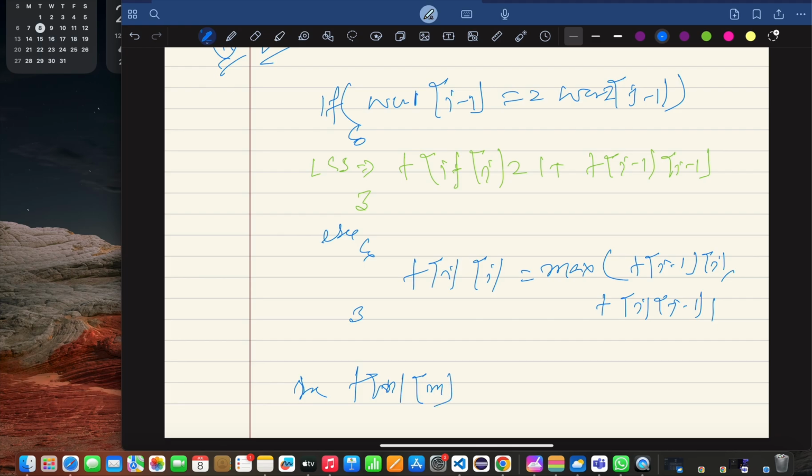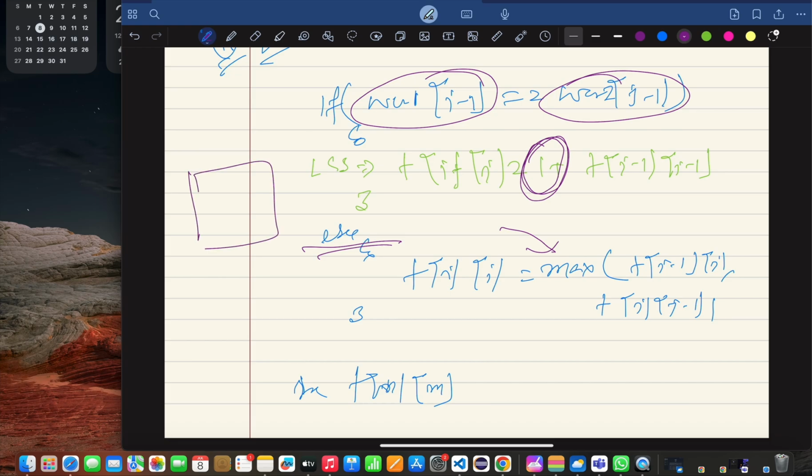So instead of this, suppose my current character is the same, then there is no need to add any extra operation. Apart from that, we come to the else condition. Suppose this is i and j, 0 1 0 1. So now we are here. This is the if condition, the first one, and this else is coming here.